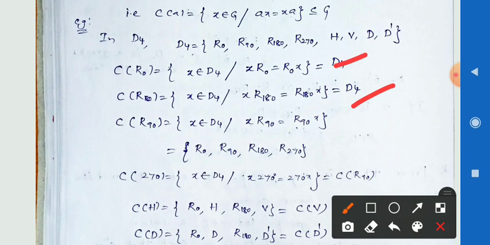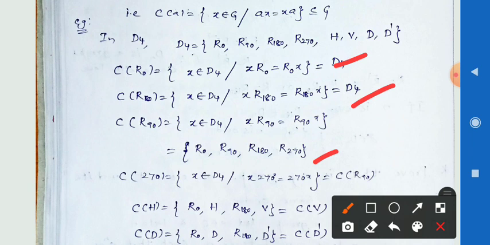Then take C of R90. Here in C of R90, R90 is fixed, and x must vary. The values of x must be rotation 0, rotation 90, rotation 180, rotation 270, horizontal reflection, vertical reflection, diagonal reflection, and another diagonal reflection. If we multiply, we get the values.